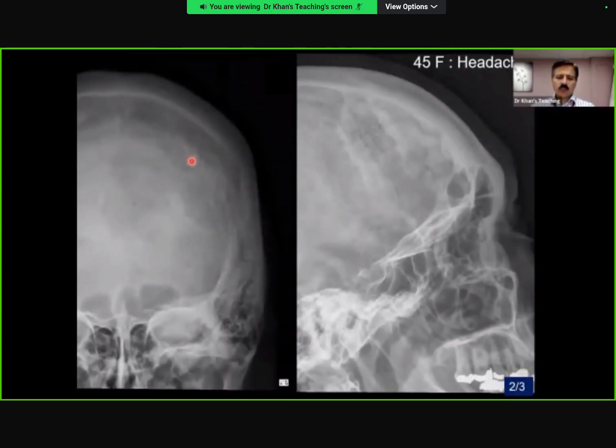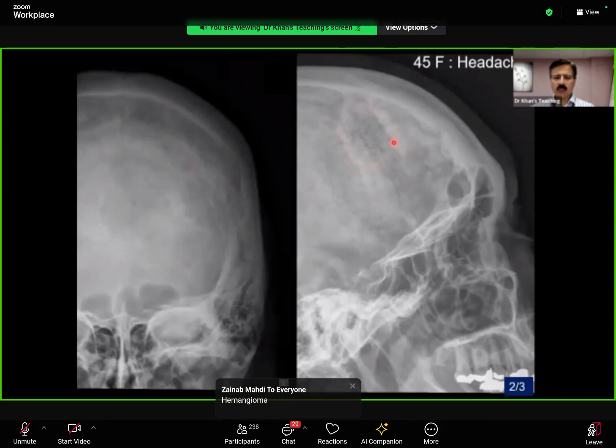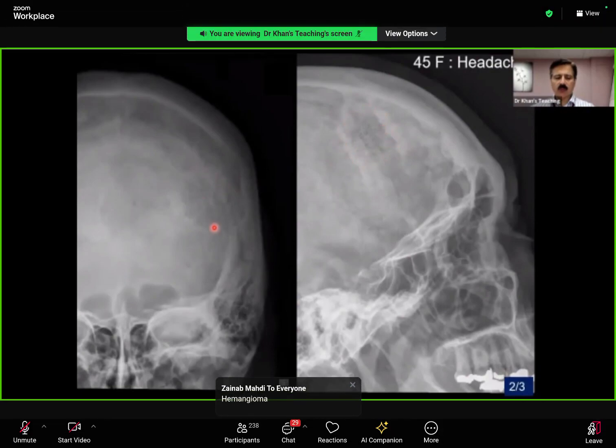Okay, if you see here, there is a lesion here, and the same lesion is projected on this lateral, and there is a bit of marginal sclerosis. Now, what will be your diagnosis or differential?